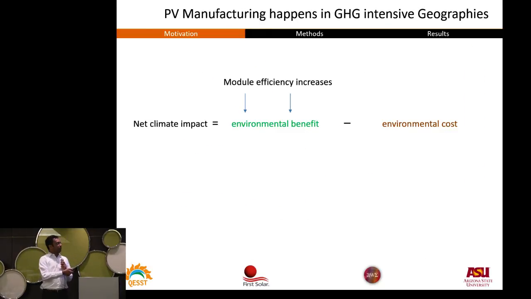My question was, this effort of improving module efficiency just focuses on this term. By increasing this, you're increasing the environmental benefit. In this research, what we explored was, let's look at this term. How do we reduce the environmental cost of a PV system? Because to increase this net climate benefit, we can either increase this term or decrease this term. Both of them give us an increase in the net climate benefit.